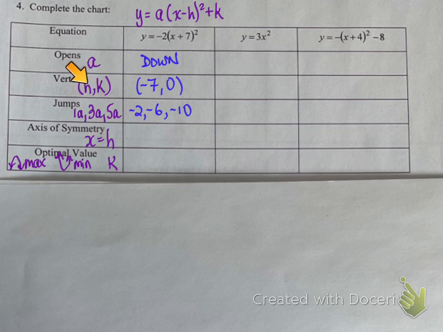Now, the axis of symmetry is x equals h. Here is the h right here. So in this case, x equals h means x equals -7. That's basically the x value of the vertex. Optimal value, because this graph opens down, that means it's a maximum. It's a maximum of how much? Well, we look at the k value. That is the k value of the vertex, which is also the y value of the vertex, which is 0. So this graph has a maximum value at 0.